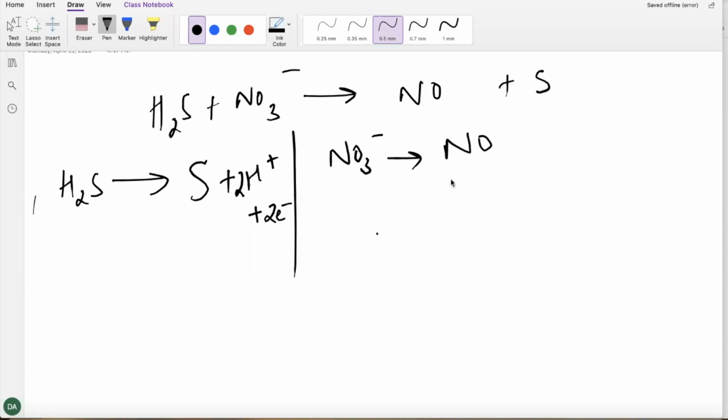Tell me, guys, what should I do here? What do you think we should do? Add 2 waters to the right. Right, that's true. We should be adding 2 waters on the right-hand side. Guys, look here, please. If you were thinking that this is NO3 minus and this is NO and I see one oxygen, so I should just put a 3 here in the front. I'm not saying we will. If we put a 3 here, then what will happen?